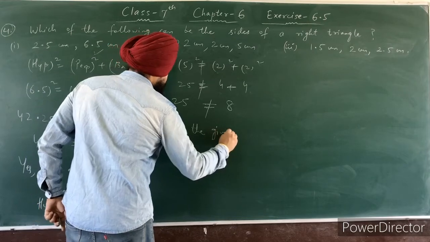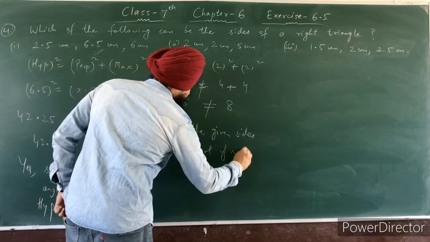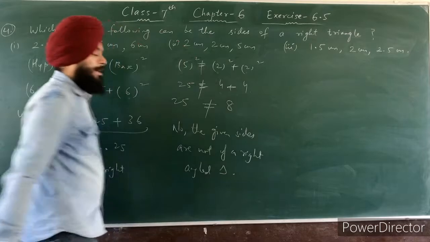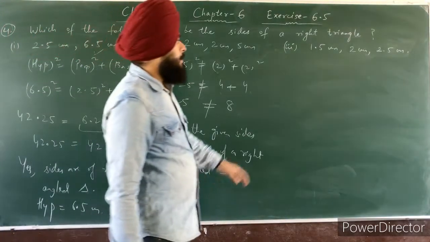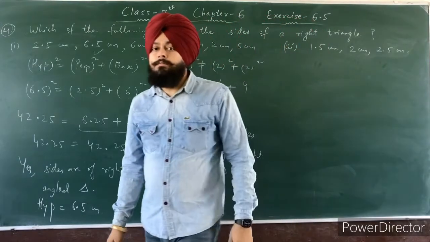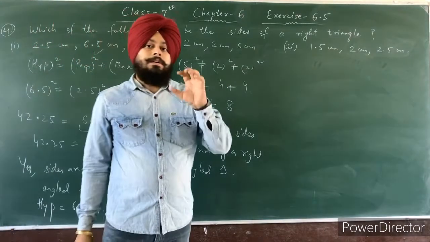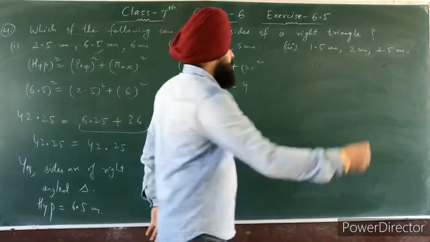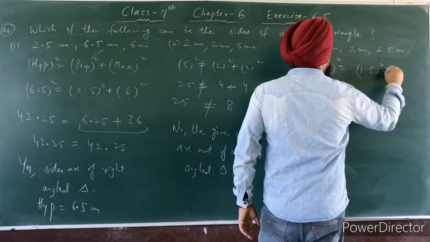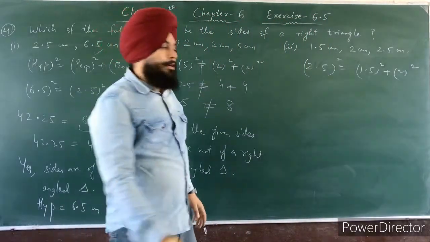The given sides are not of a right angle triangle. Clear? The last, third part is 1.5 centimeter, 2 centimeter and 2.5 centimeter. Among these three sides, the largest one is 2.5. So you can consider it as the hypotenuse. So 2.5 square is equal to 1.5 square plus 2 square. What is 2.5 square? 2.5 square is 6.25.